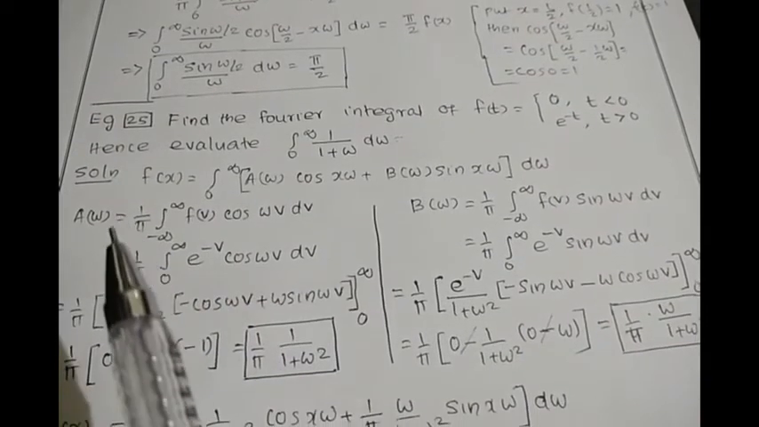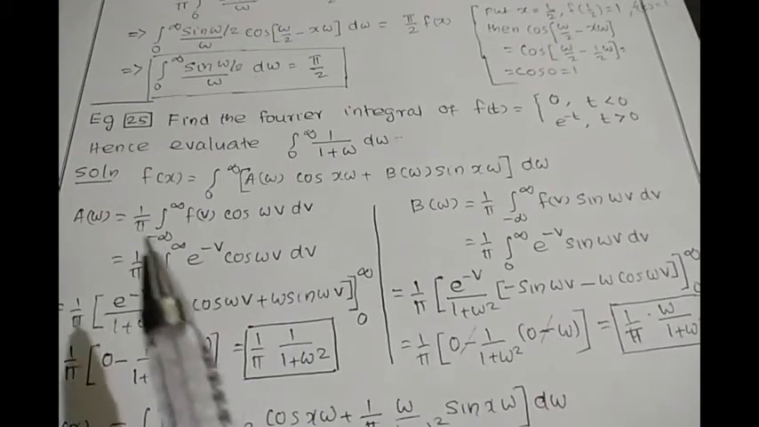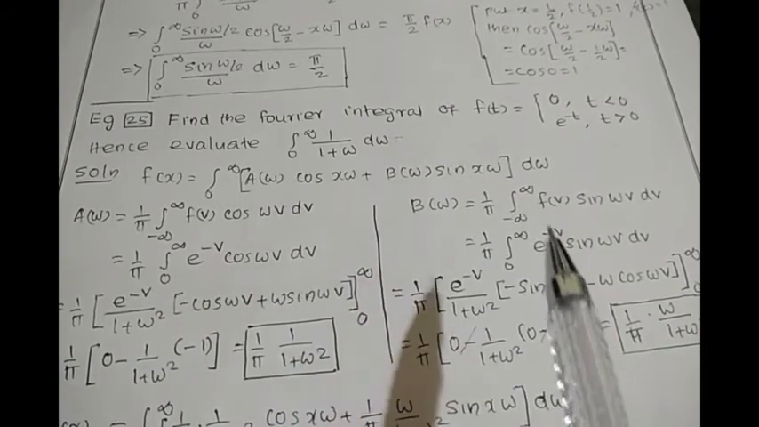And finding a omega and b omega, there are two parameters, a omega and b omega. a omega equals 1 by pi integral from minus infinity to infinity of f of v cos omega v dv. Here f of t is e raised to minus t, so f of v is e raised to minus v, substituting e raised to minus v in both places.